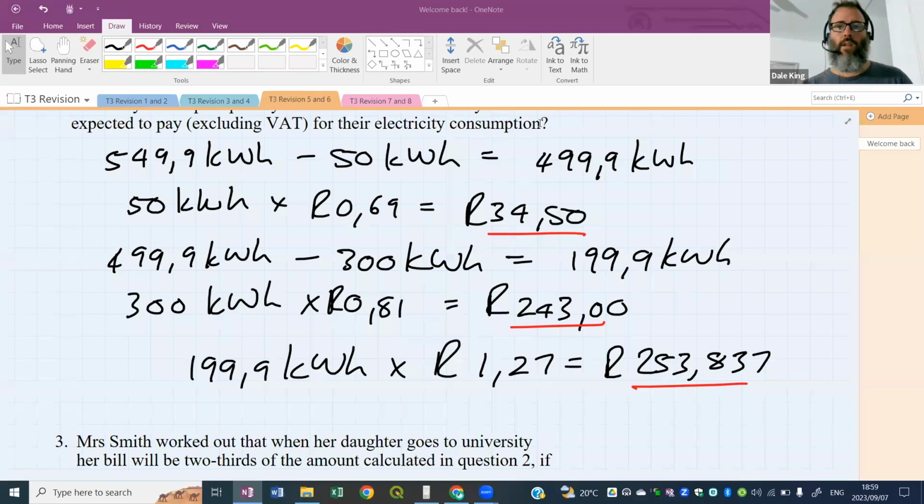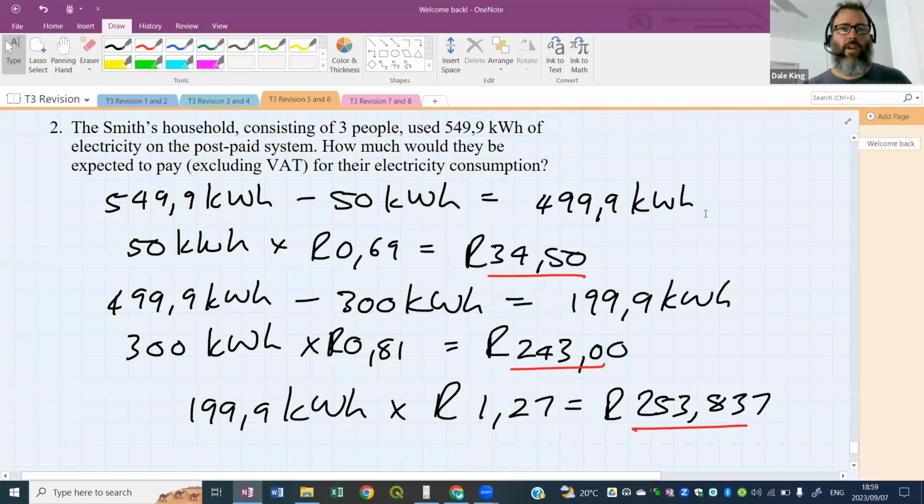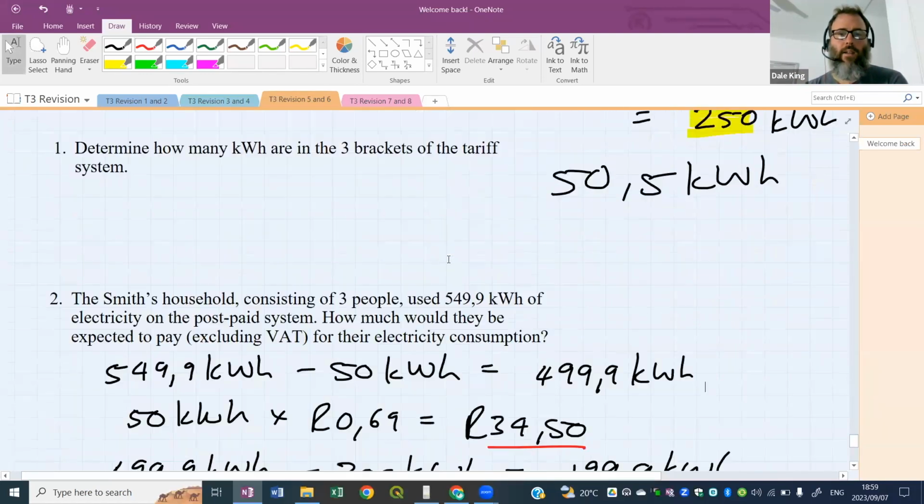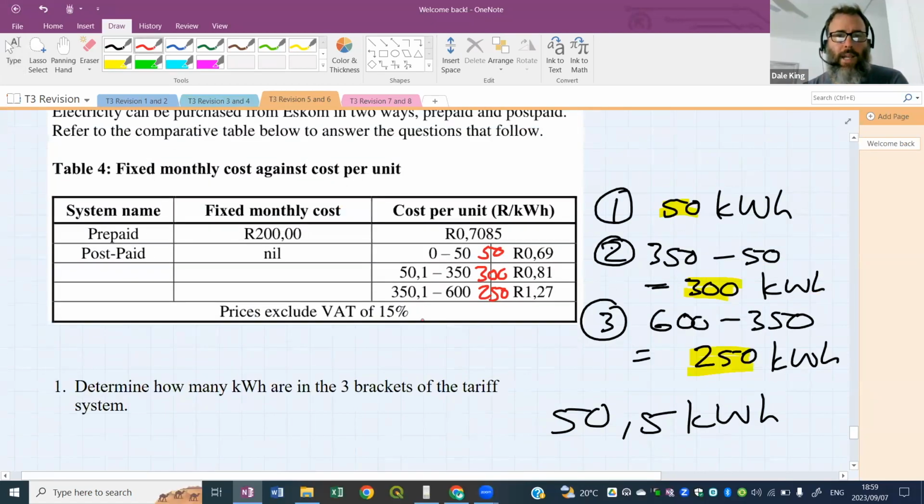Leslie, I'm going to quickly go through this again with you. We said we got 549 kilowatts. Before we do the calculation, we look at our tariff table, and we see we have 50 kilowatts in the first bracket, 300 kilowatts in the second bracket, and 250 kilowatts in the third bracket. We're going to end up somewhere in the third bracket with 549.